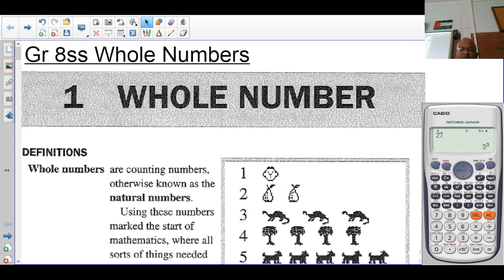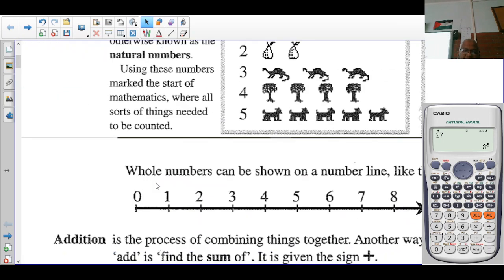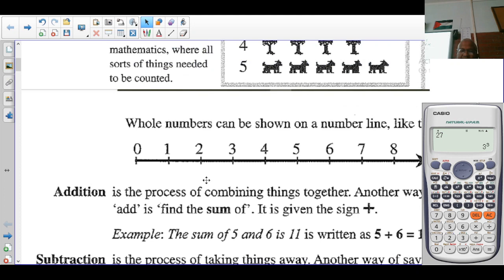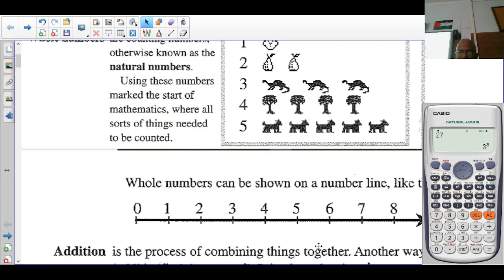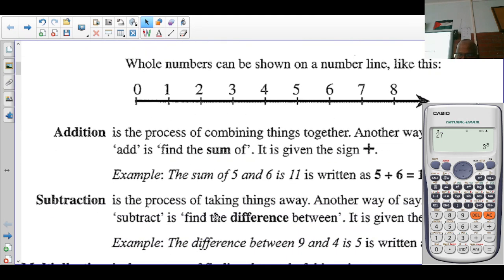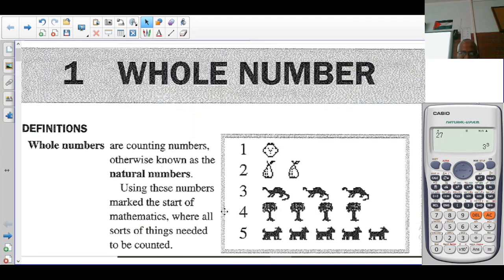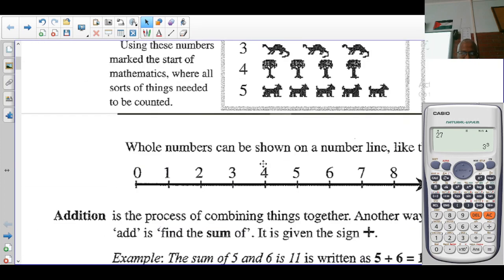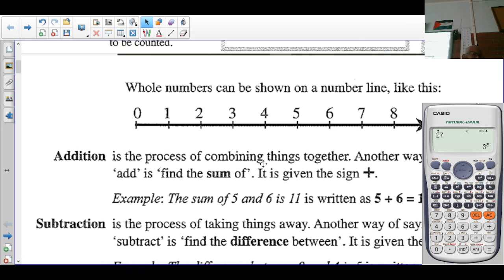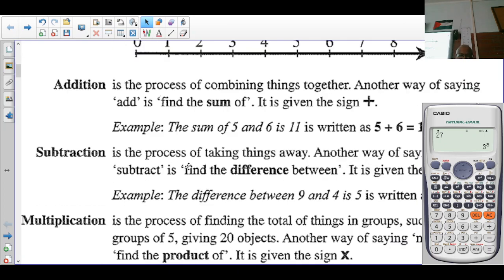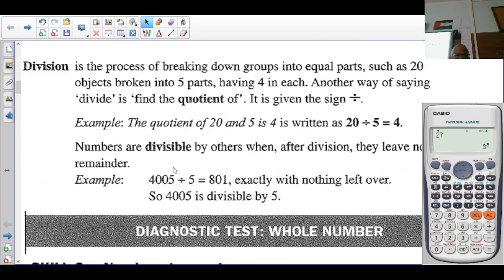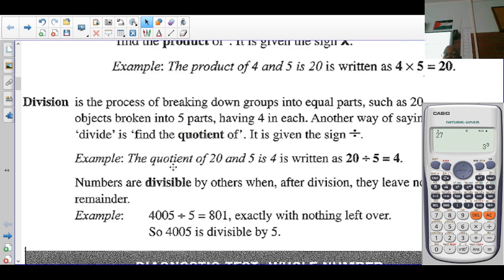So at this point we have spoken about the whole numbers. We spoke about the definition, your counting numbers, your whole numbers, your rational numbers, and things like that. We spoke about addition, subtraction, multiplication, and so on, and commonly used words for them, such as the sum for addition, the quotient for division, and so on.